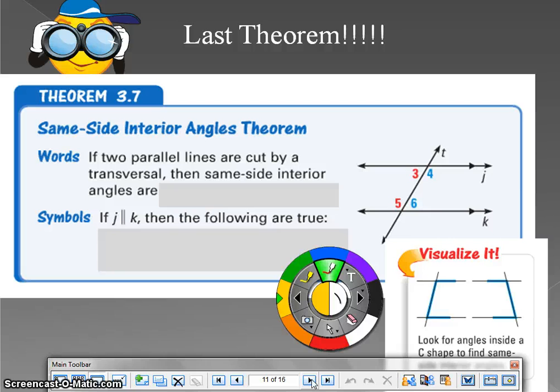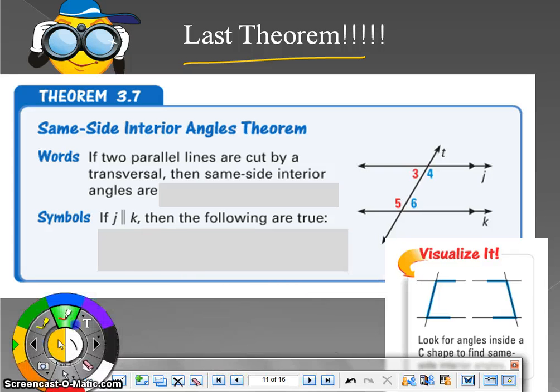All right, last theorem. Yay! Same side interior angle theorem. If two parallel lines are cut by a transversal, then same side interior angles are not congruent, people. They are going to be supplementary.